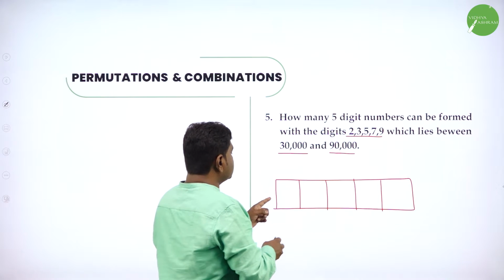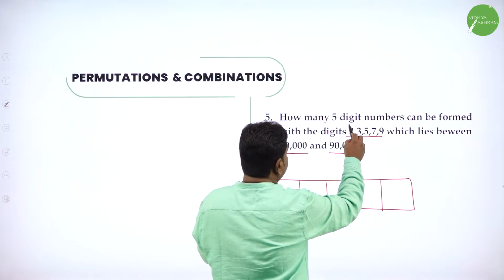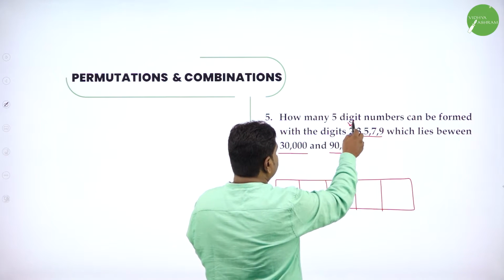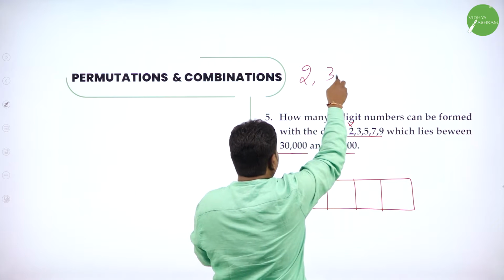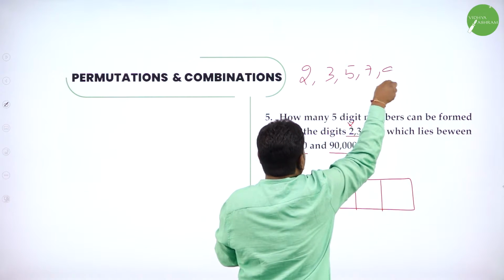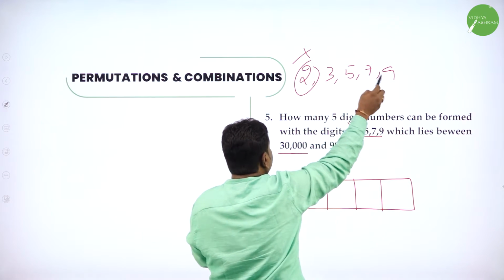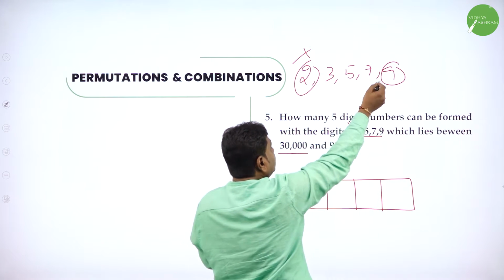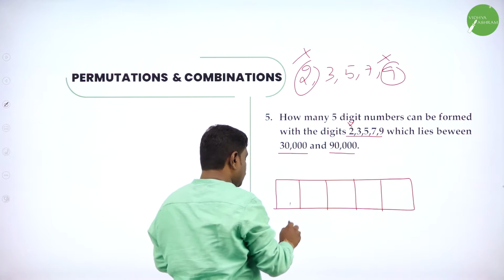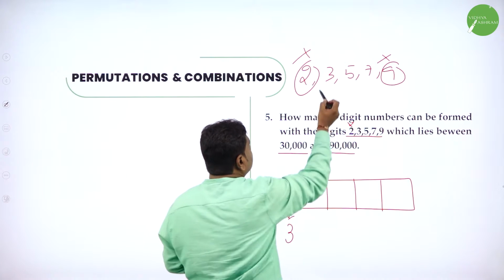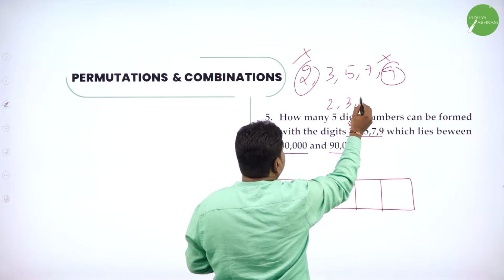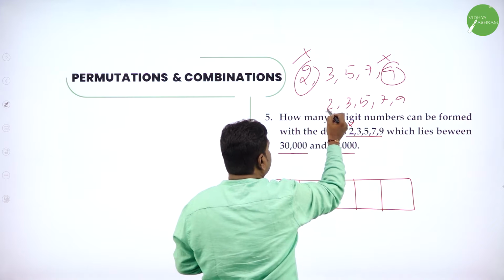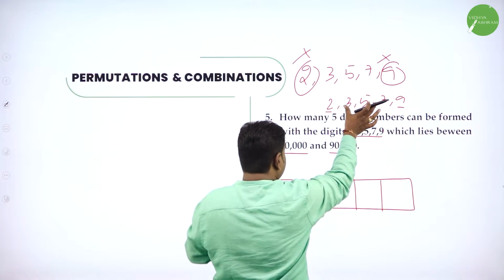So in the first place, I cannot fill 2. If I fill 2, it will become 20,000. So I cannot fill 2. They have given 2, 3, 5, 7, 9. This is ruled out; in the first place I cannot fill this. 9 also I cannot fill. With 9, any one of them, if I fill, it crosses 90,000. So in the first box, I can fill only in the remaining 3 ways. Out of 2, 3, 5, 7, 9, you can't fill this and you can't fill this. Remaining 3 ways are there.